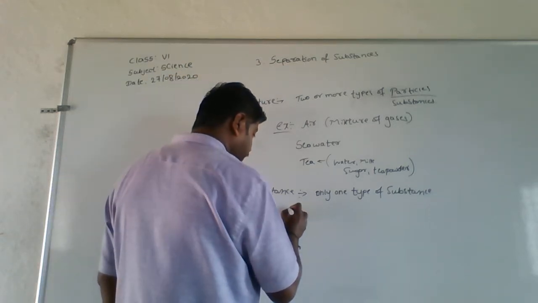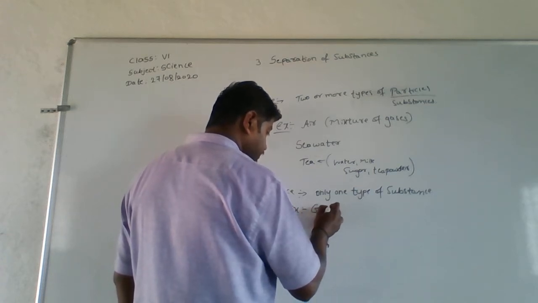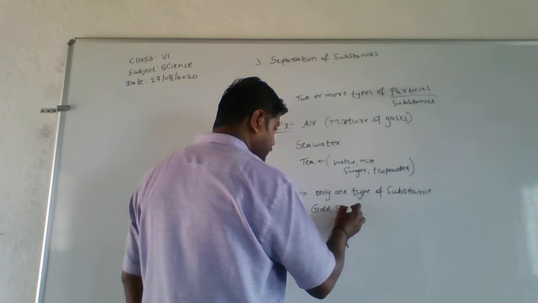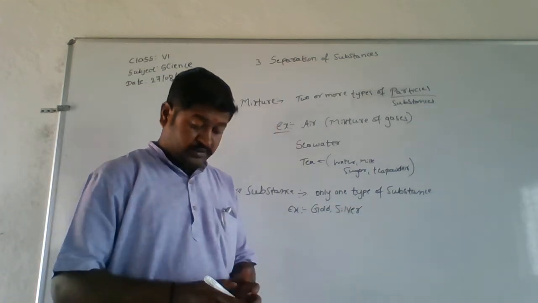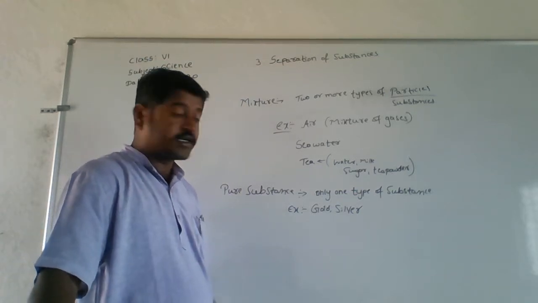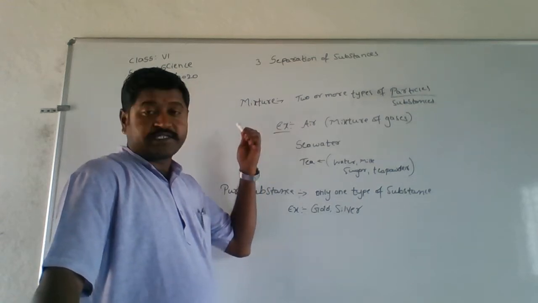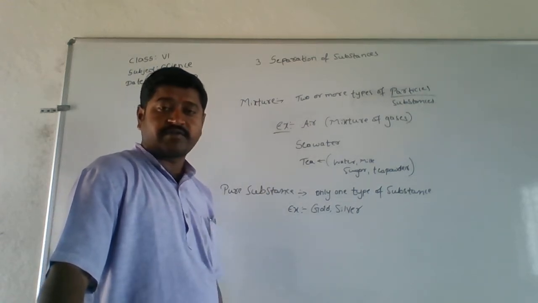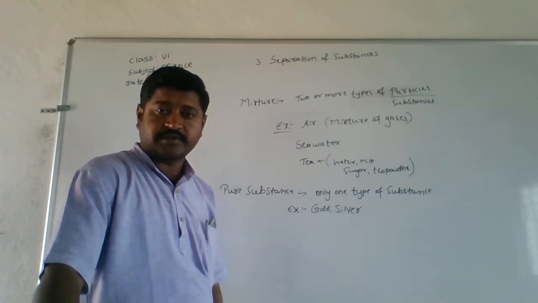For example, we'll come across gold and then silver. So these are the substances which are pure, that is gold and silver. And a mixture consists of two or more than two particles or substances. All right. Okay.